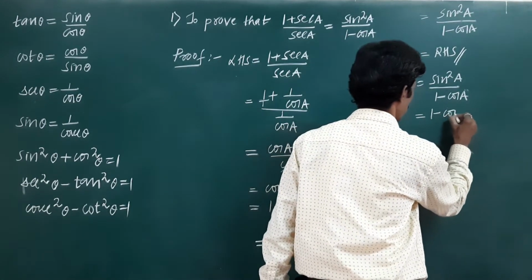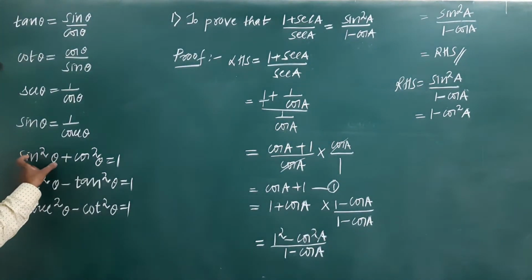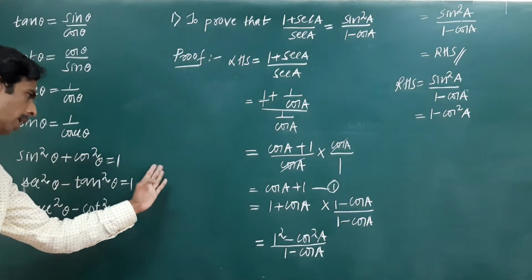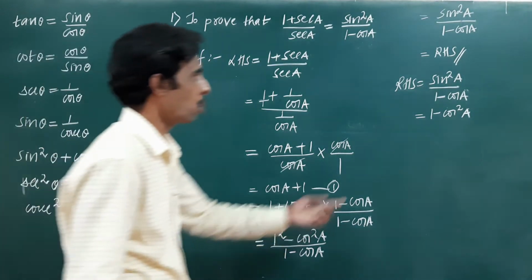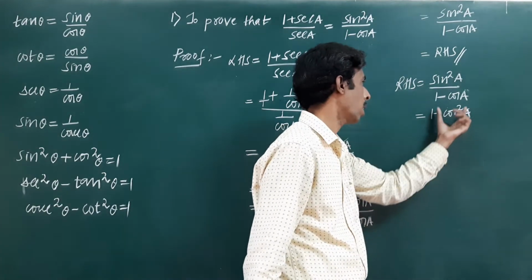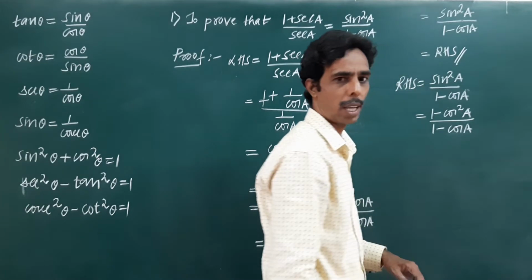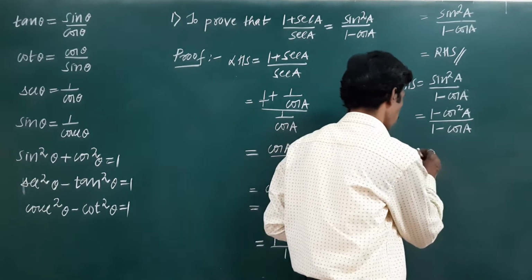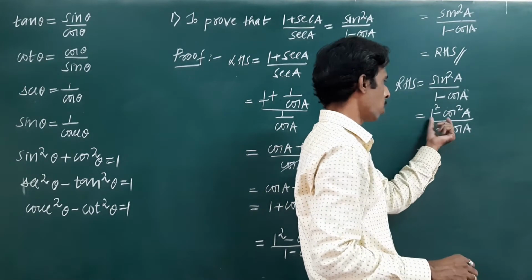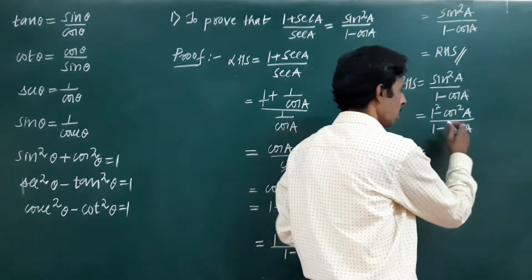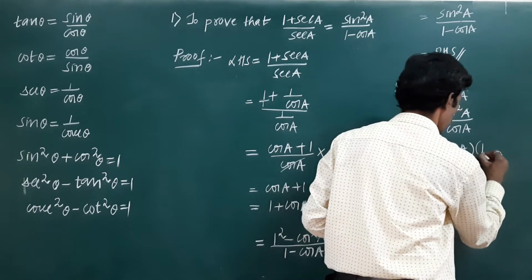1 minus cos square A. Come back to this identity: sin square theta, keep here only, plus cos square theta, after moving this side, it will be 1 minus cos square theta. So sin square theta equals 1 minus cos square theta. So sin square A can be written as 1 minus cos square A, then whole divided by 1 minus cos A. I write it like this. Okay, next, the a square minus b square formula. So it can be written as what? 1 minus cos square A, 1 can be written as 1 square. So a square minus b square can be written as a minus b into a plus b. So 1 minus cos A into 1 plus cos A.